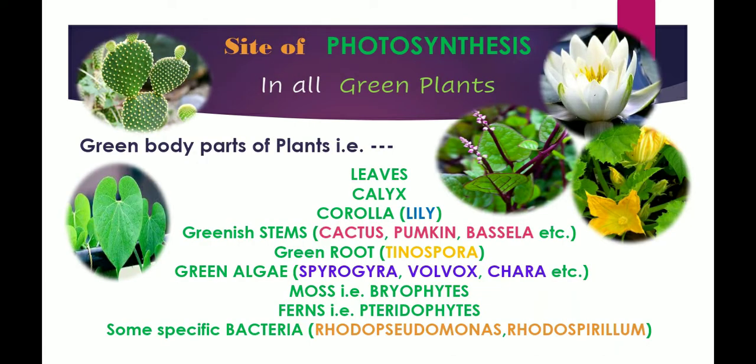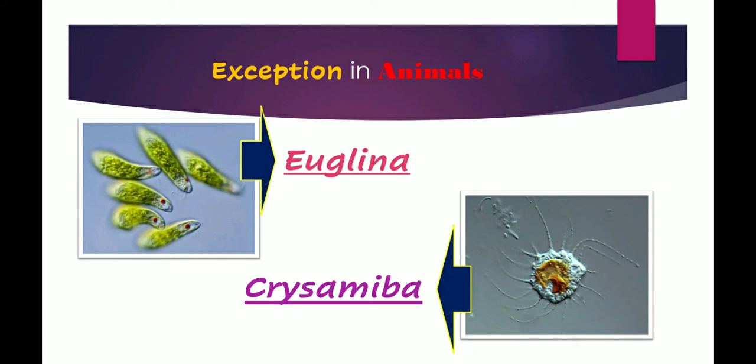In all green plants, photosynthesis occurs. Green body parts of plants, that is leaves, calyx, corolla of lily, greenish stems of cactus, pumpkin, bacilla, bottle gourd, etc., green root of Tinospora, moss, that is bryophytes, ferns, that is pteridophytes, and some specific bacteria like Rhodopseudomonas and Rhodospirillum. There are some exceptions in animals.